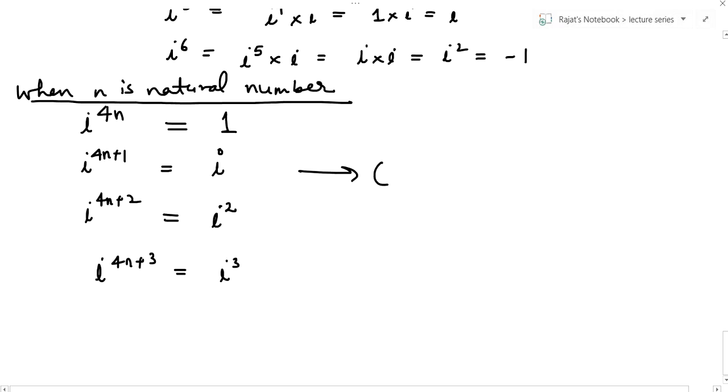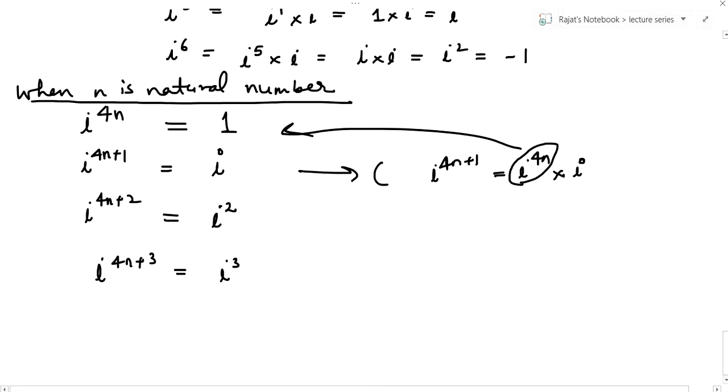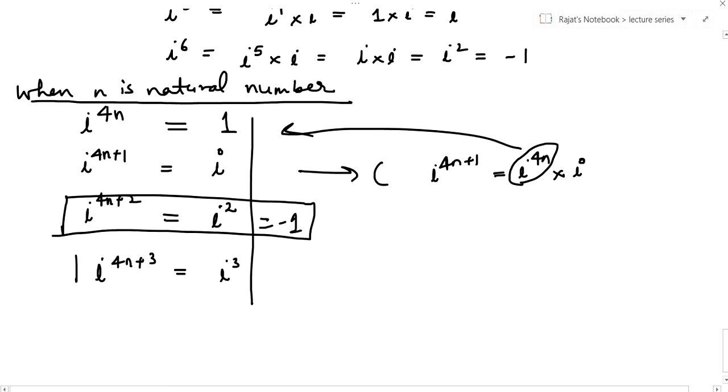So you can understand it like this also. i to the power 4n plus 1 will be nothing but i to the power 4n into i, and i to the power 4n is equal to 1. So 1 into i, which is i, and so on and so forth. So this is the general expression. i square is -1, so i to the power 4n plus 2 is equal to -1. i to the power 4n plus 3 is equal to i cube, which is nothing but i square into i, so minus i.